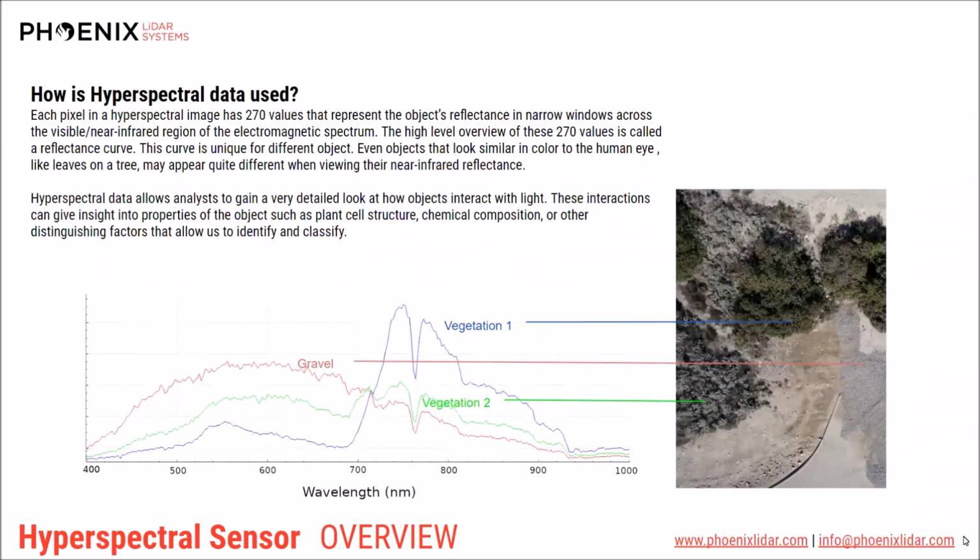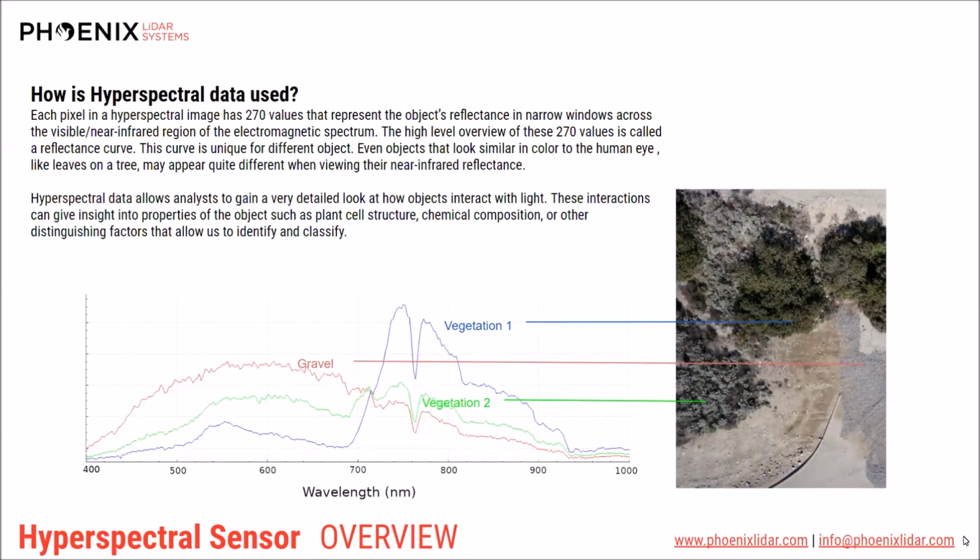How is hyperspectral data used? The hundreds of spectral bands that are collected get stored at the pixel level. So each pixel in a hyperspectral image has, in this case, 270 different spectral values. Plotting these spectral values for a pixel, or more specifically for the object seen in that pixel, shows us the spectral response of that object.